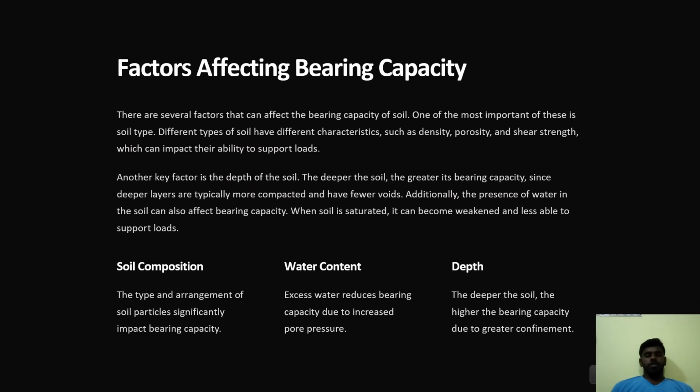Soil composition. The type and arrangement of soil particles significantly impact bearing capacity. Water content. Excess water reduces bearing capacity due to increasing pore pressure. Depth. The deeper the soil, the higher the bearing capacity due to greater confinement.